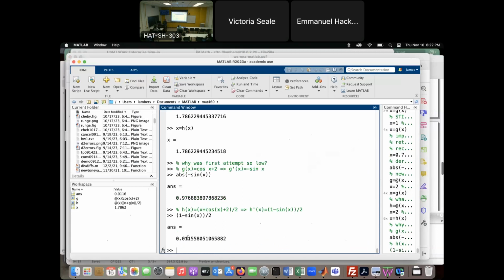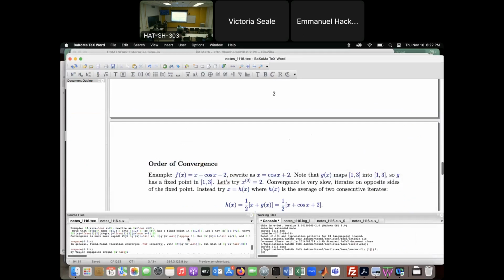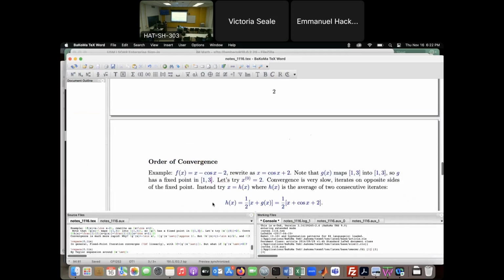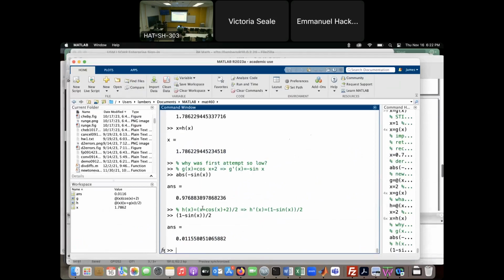So this underscores the importance of choosing the right g. Okay, so that's what happened in this case. But the derivative turned out to be a lot smaller. A lot smaller.